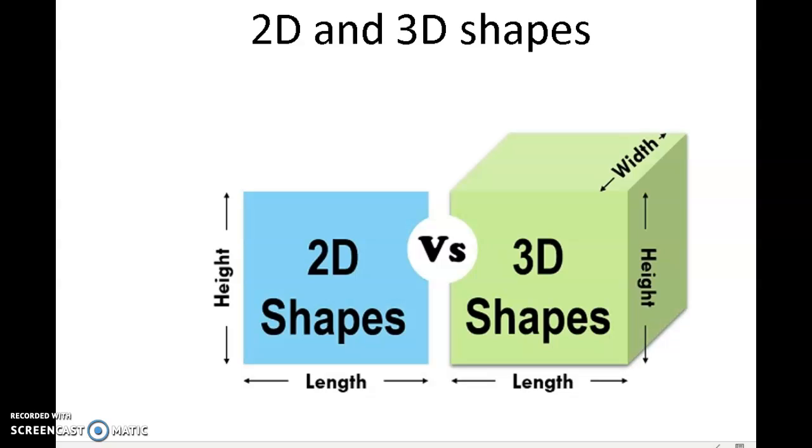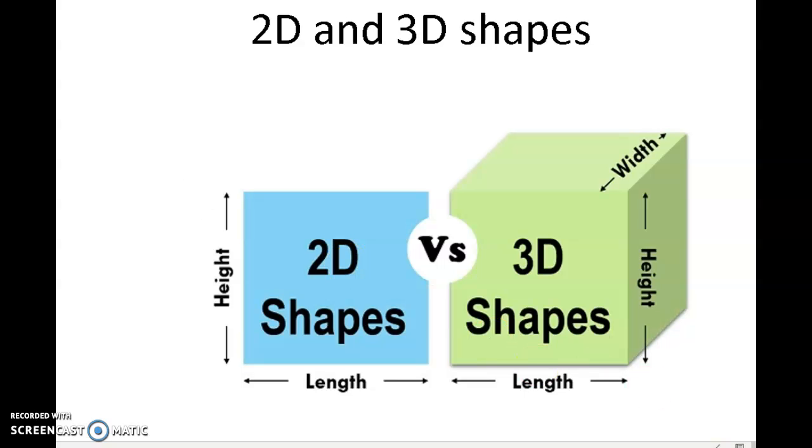So, welcome to this video where we are going to explore 2D and 3D shapes. Remember, 2D means two dimensions, and 3D, three dimensions. So, what are the 2D? Well, the two dimensions here are height and length, but the 3D shapes have height and length as well, but there is an extra one, which is the width. So that extra dimension makes them different to the 2D shapes, okay?